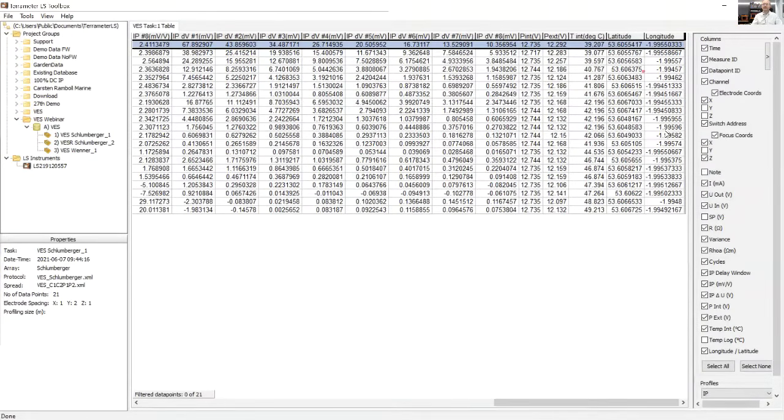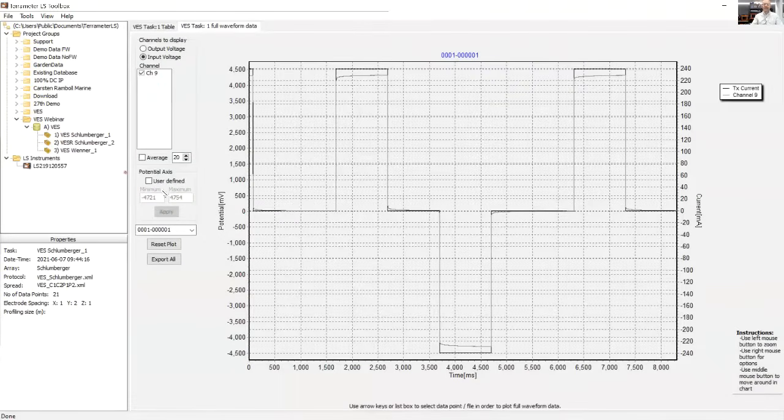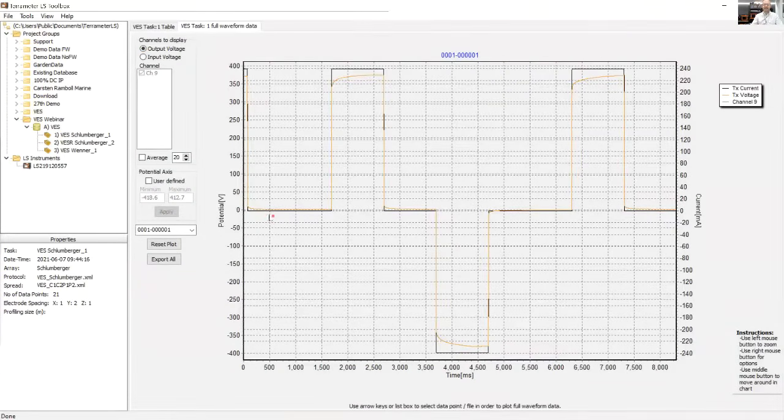So I've got the latitude and longitude of the instrument. I've also got the internal battery and external battery voltages, and the internal temperature of the instrument. If I was to look at the full waveform, I can then see everything that the instrument did. So this is for the first measurement. You can see the shape of the injected current: current on, in the opposite direction, then current off. And we can see that the voltage pushing that current was changing to maintain a fixed current.